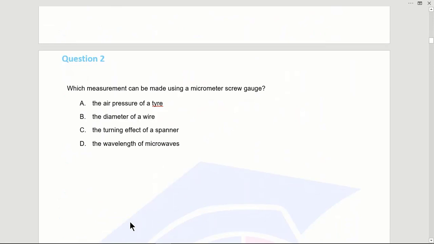Question number 2, they're asking which measurements can be made using a micrometer screw gauge. They have given 4 possible answers. The air pressure of a tire, no, for air pressure you cannot use a micrometer screw gauge. The diameter of a wire, yes, it can be. The turning effect of a spanner, no, turning effect needs force. The wavelength of a microwave, no. So the answer is B, the diameter of the wire. And we found the diameter of a ball in the theory part.